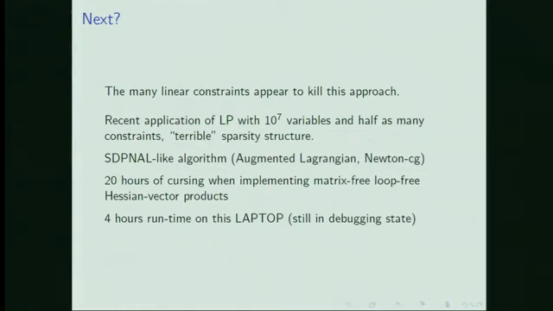So this is why I'm calling this 2 plus epsilon. Here the results seem to be much more promising for this approach, but it's based on the augmented Lagrangian with a conjugate gradient method to solve the linear systems.